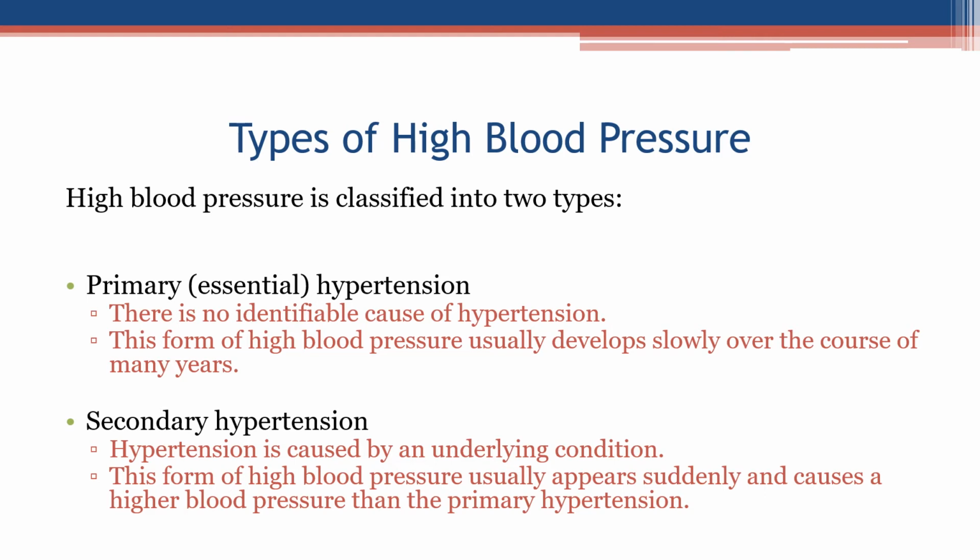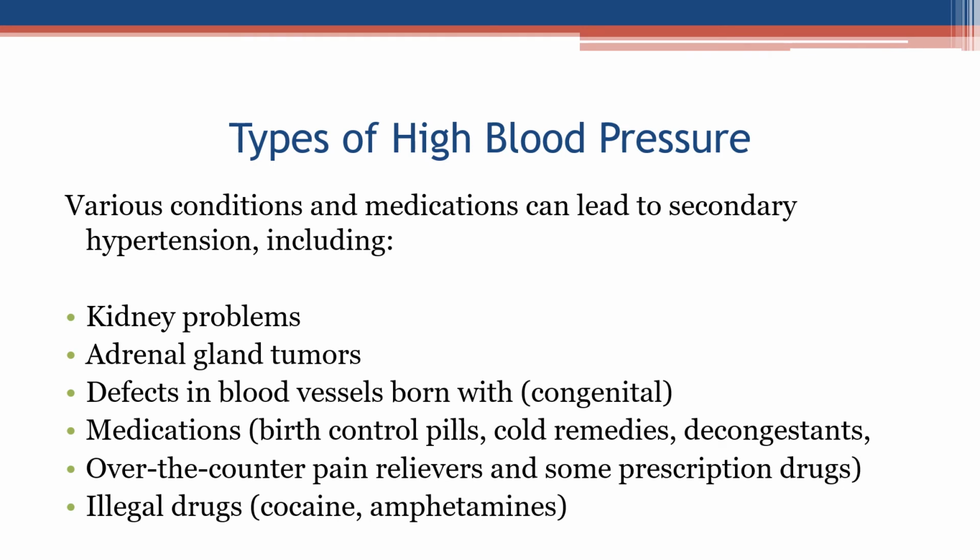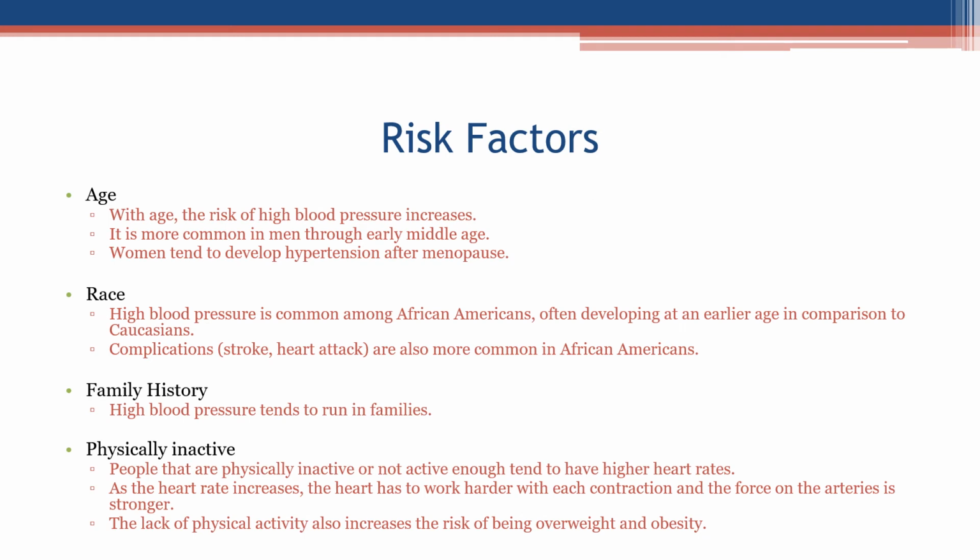Secondary hypertension. Hypertension is caused by an underlying condition. This form of high blood pressure usually appears suddenly and causes a higher blood pressure than primary hypertension. Various conditions and medications can lead to secondary hypertension, including kidney problems, adrenal gland tumors, defects in blood vessels you're born with (congenital), medications, birth control pills, cold remedies, decongestants, over-the-counter pain relievers and some prescription drugs, and illegal drugs like cocaine and amphetamines.